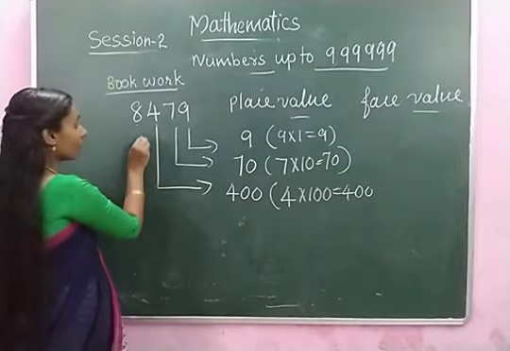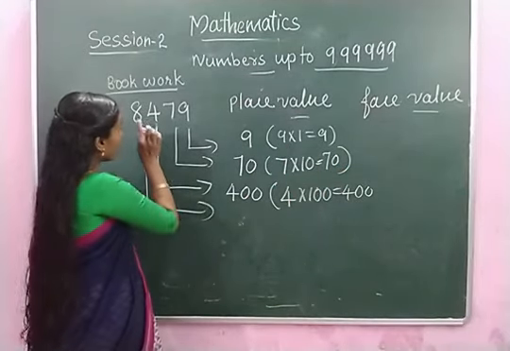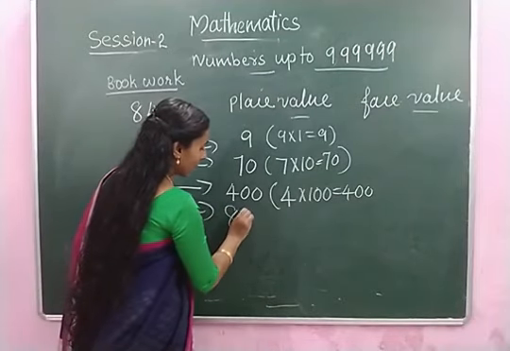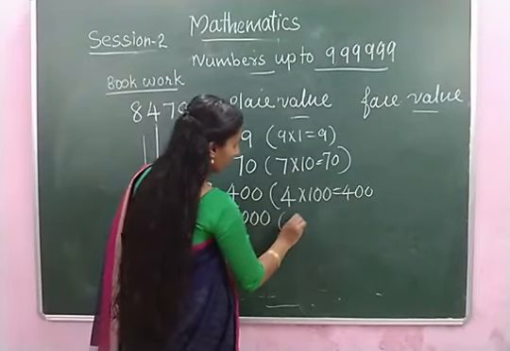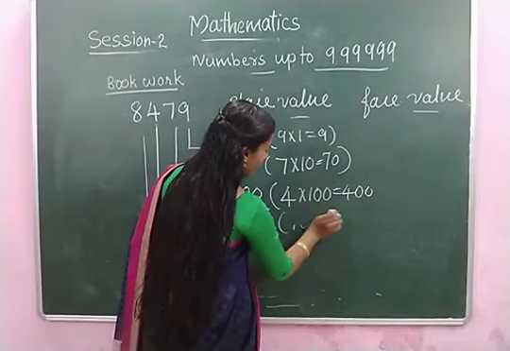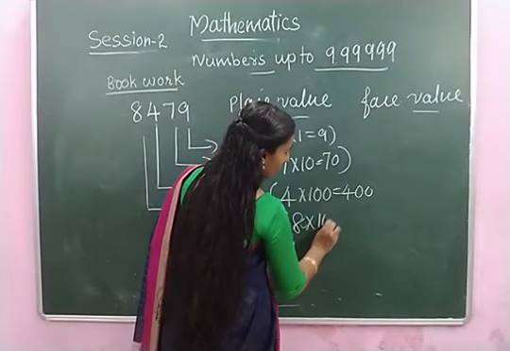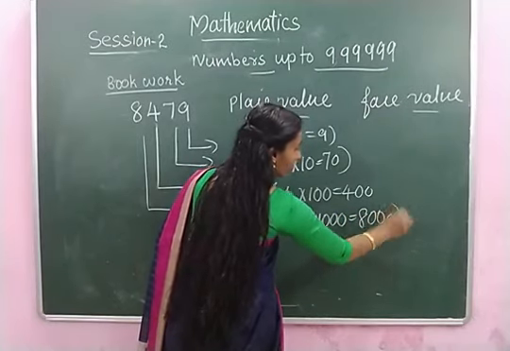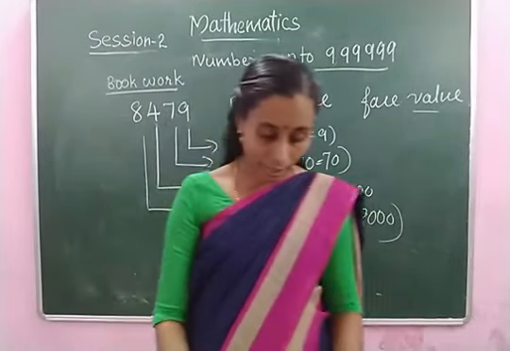Then place value of 8. 8 is in which place? Thousands place. So place value is 8,000. How did you get it? 8 multiplied by 1000 is equal to 8,000. Okay. I hope all have understood this.